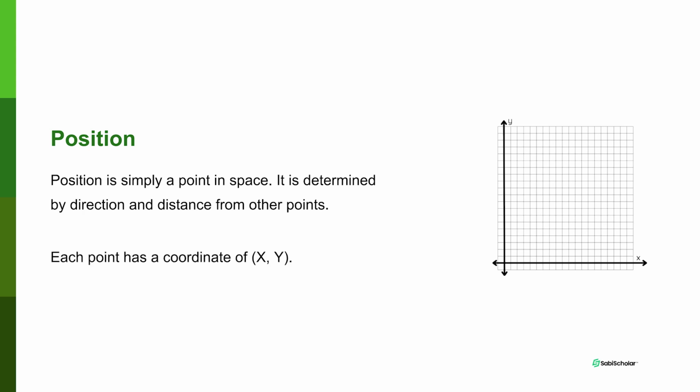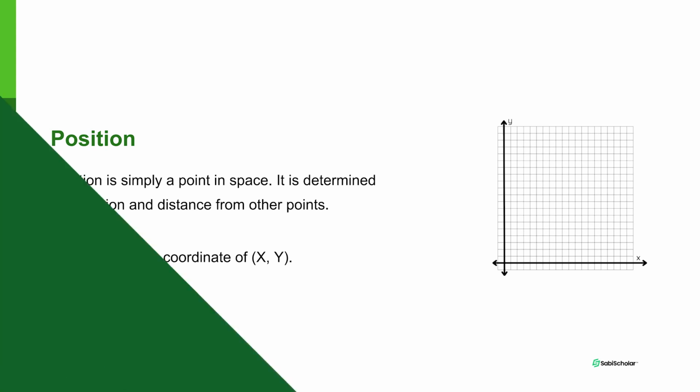So each point has a coordinate of x, y. That is, anytime you talk about position or a point on the coordinate plane, it's always in the form of x, y. For example, on the coordinate plane, you can say a point is located at 3, 5. That 3 represents the x, while the 5 represents the y. That is, the first number represents the x, while the second number represents the y.